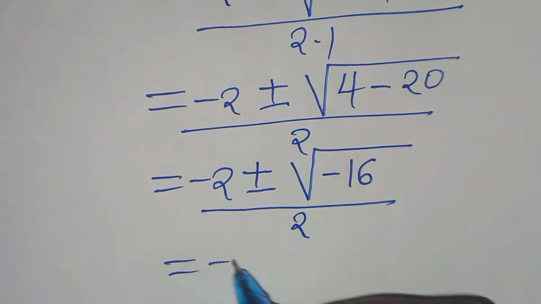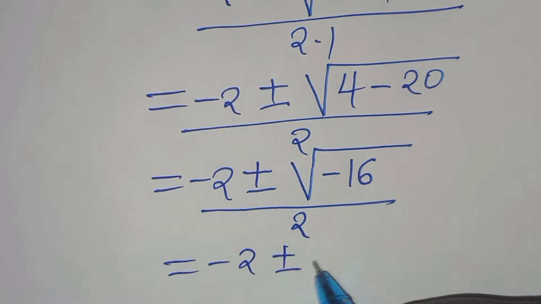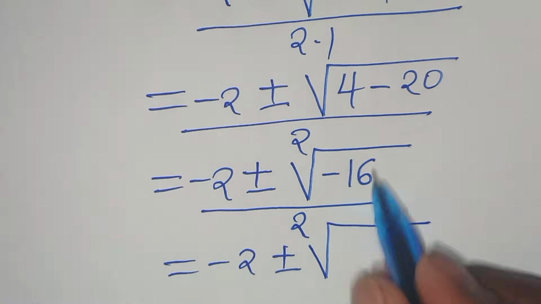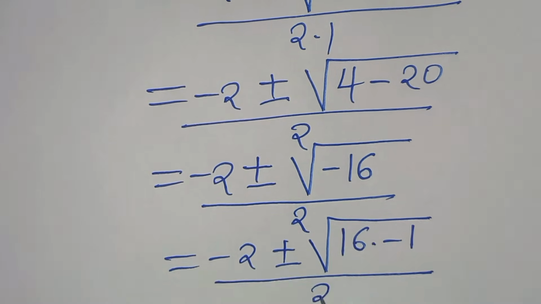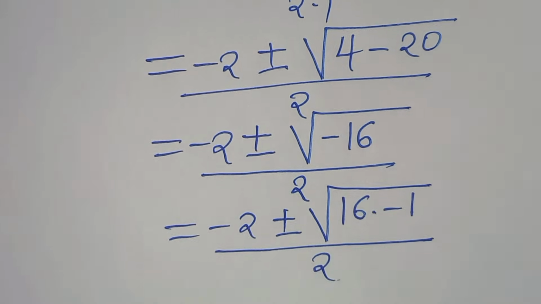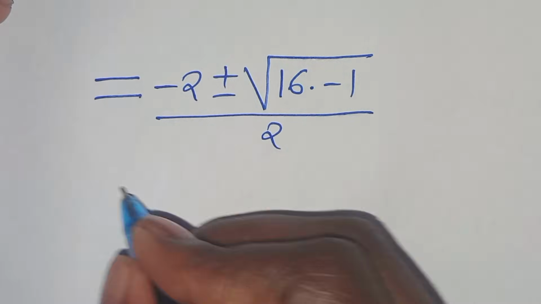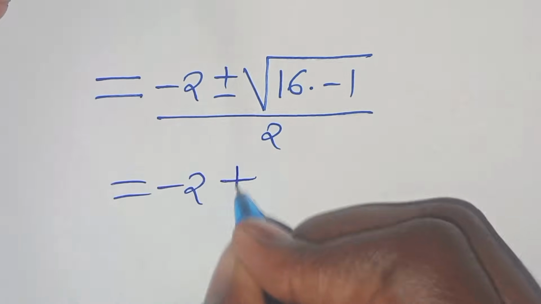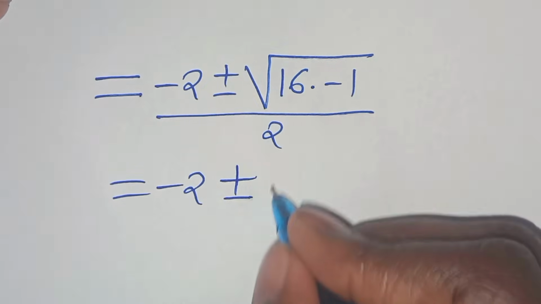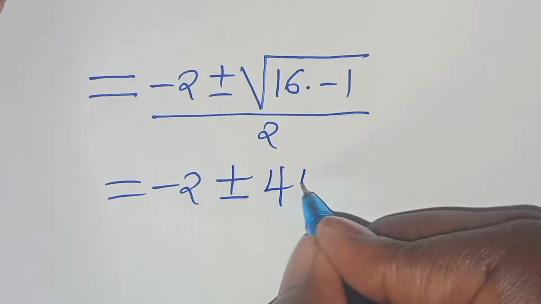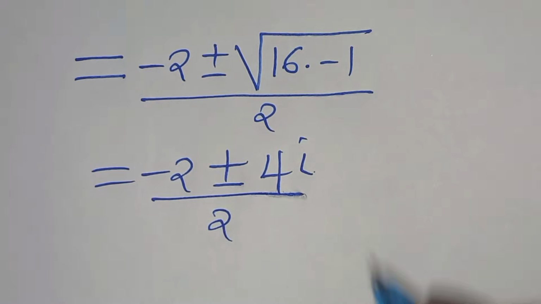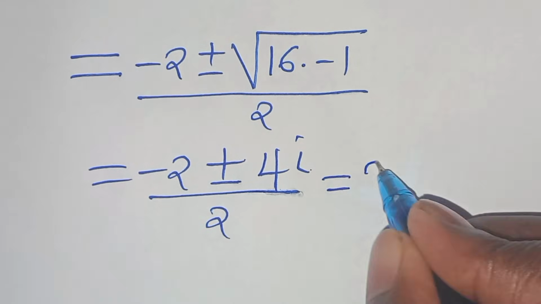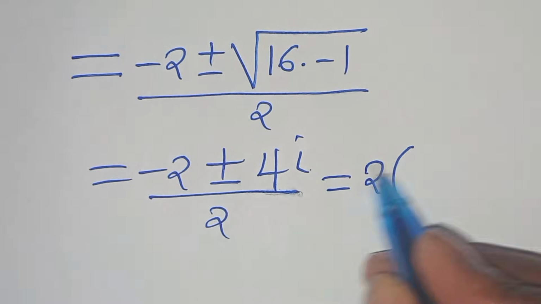So this is negative 2 plus or minus the square root of negative 16, which is 16 times negative 1, divided by 2. So this means we have negative 2 plus or minus the square root of 16, this is 4, the square root of minus 1, this is i, then divided by 2. Now, this implies that in the numerator, 2 is common. We can factor out 2.